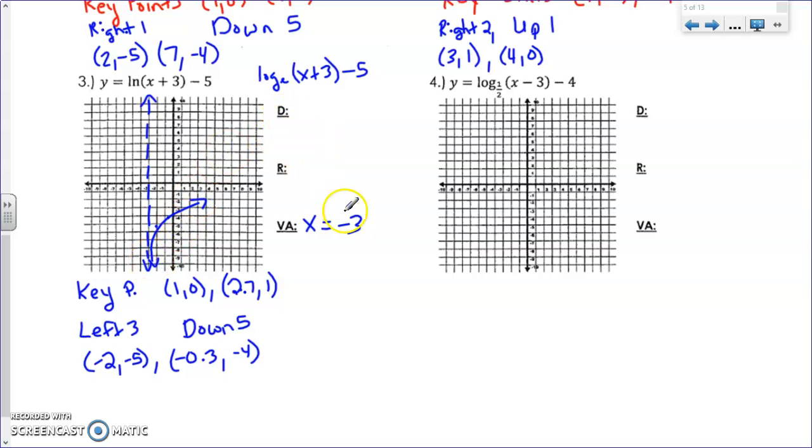All right, so our domain starts at negative 3 and goes to infinity. And then our range is negative infinity to infinity. Okay, try this one on your own, and then we will put the notes up so you can check it.